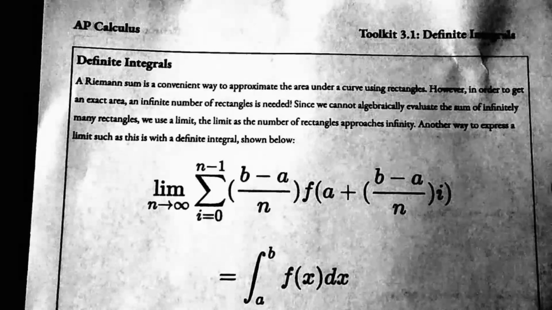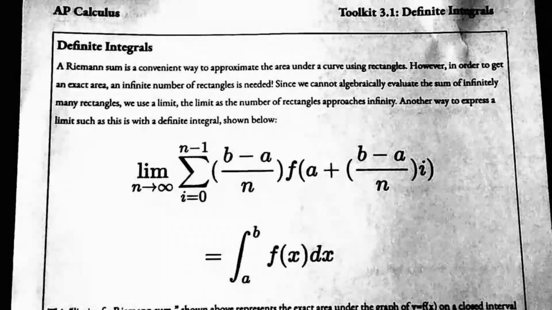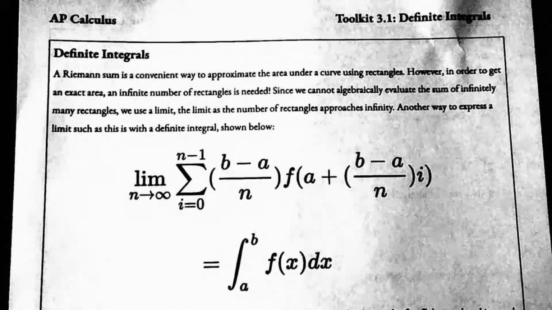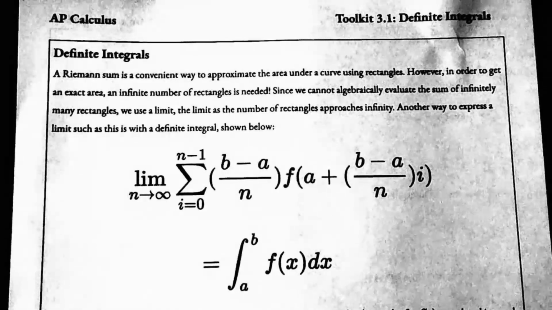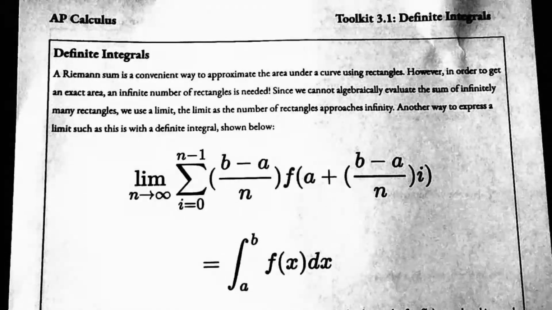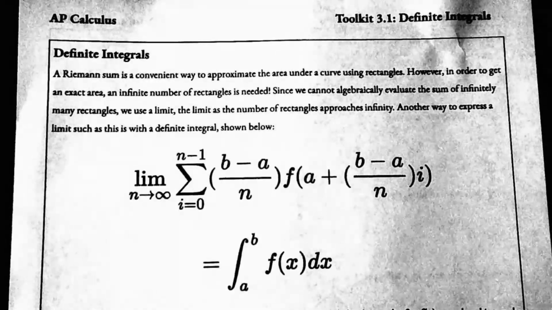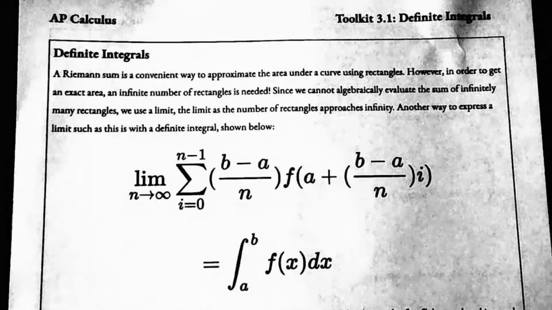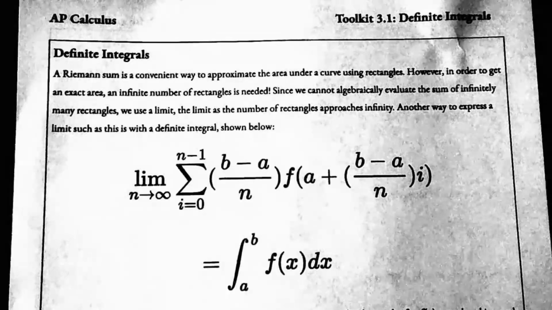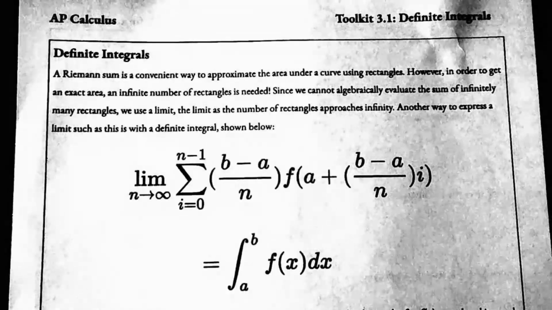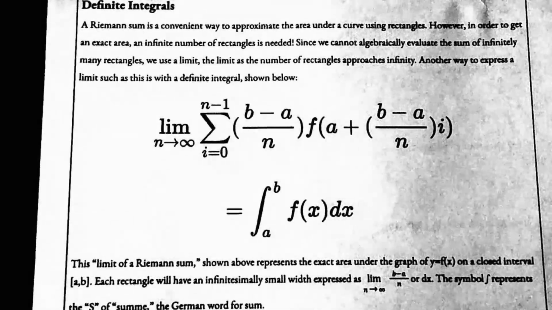So definite integrals, this is the beginning of the unit. With Riemann sums, a Riemann sum is a convenient way to approximate the area under a curve using rectangles. However, in order to get an exact area, an infinite number of rectangles is needed. Since we cannot algebraically evaluate the sum of infinitely many rectangles, we use a limit: the limit as the number of rectangles approaches infinity. Another way to express a limit such as this is with a definite integral, shown below.